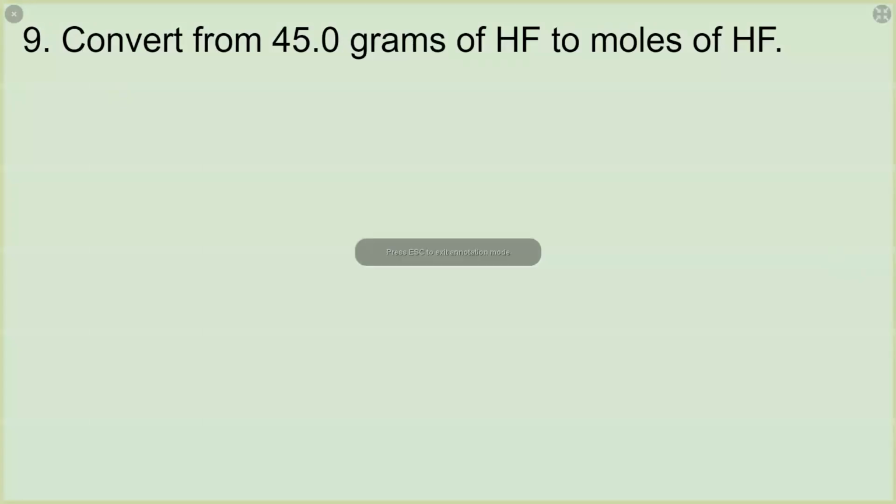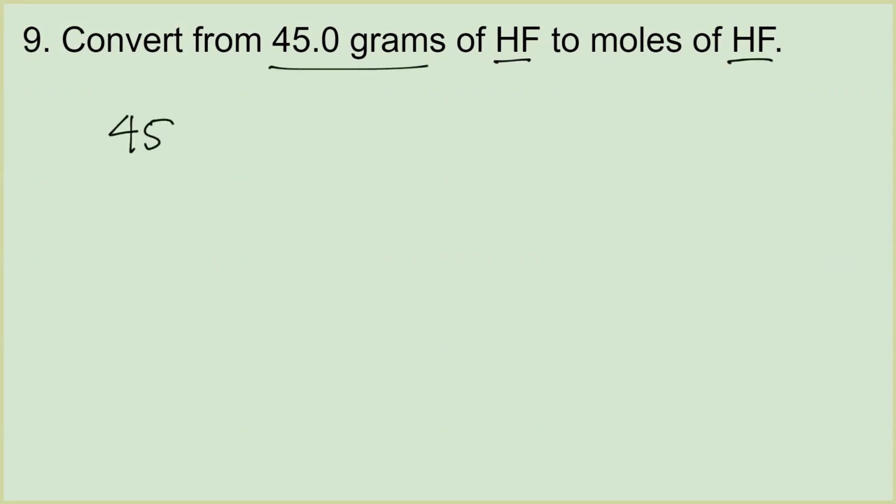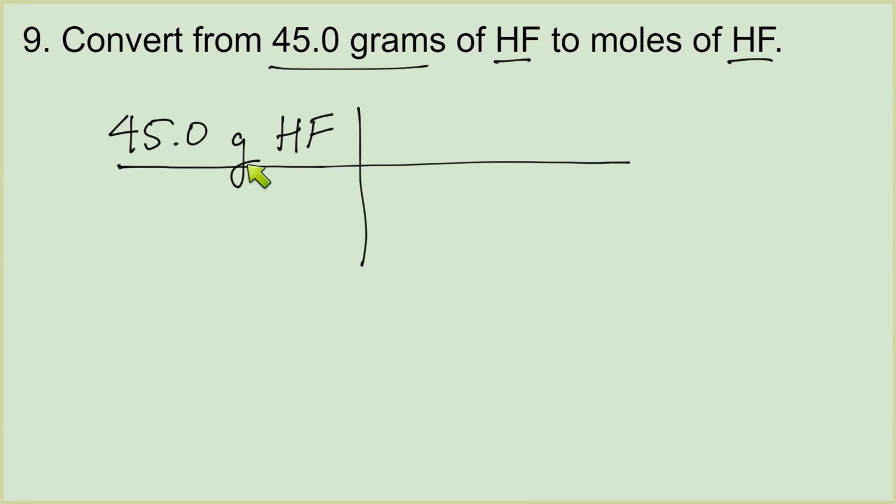Okay, we're gonna go 45 grams of hydrogen fluoride, HF, to moles of HF. So I start by writing down what I'm given. 45.0 grams HF. Make my little fence. Copy my units. Grams of HF are my units. Grams, hydrogen fluoride. And it's asking me to find moles of hydrogen fluoride. So I'm going to put moles HF.